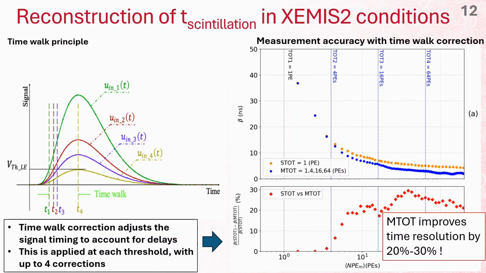The arrival time of the scintillation signal is calculated considering the time walk variation for each threshold, and the time resolution of the reconstructed time for each photoelectron value is calculated. And the multi-time over threshold method improves the temporal reconstruction accuracy by 20 to 30% compared to the current electronics.